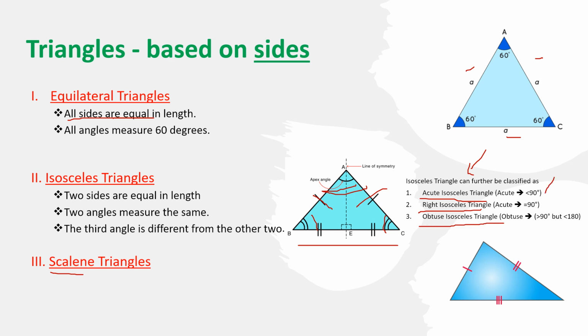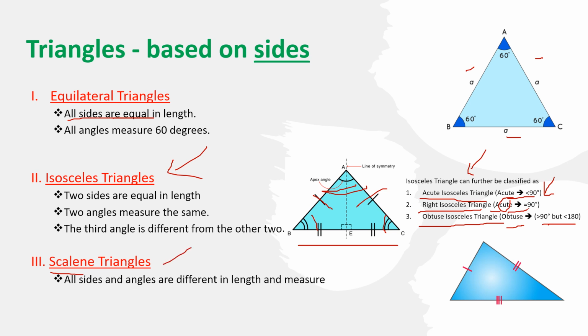Of course, the criteria I mentioned just a few minutes back, right? Acute is less than 90 degrees, right is 90 degrees, and obtuse is more than 90 degrees. So isosceles triangles can further be classified as acute, right, and obtuse triangles. Okay, we are done with that. So now let's get into the scalene triangles. What is a scalene triangle? Here all sides are different and all angles measure different.